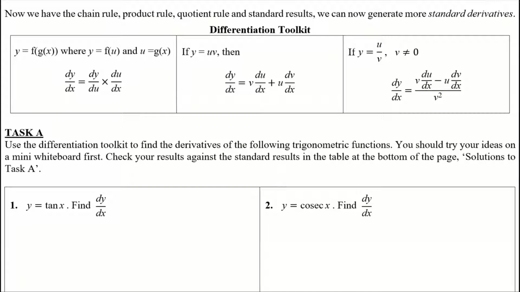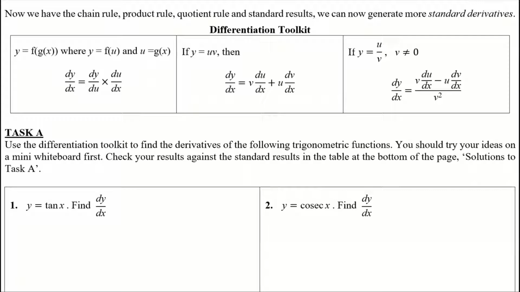And also, are there wider options? Could you use the product rule as opposed to the quotient rule, or vice versa? There are things that you have to be aware of, and these things come with practice. The more questions you do, the better you will be at using these three rules. So I have a task for you.